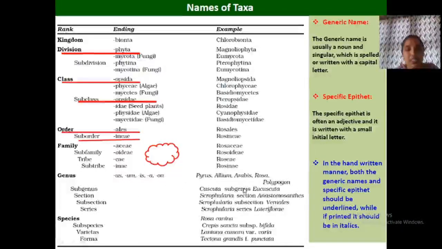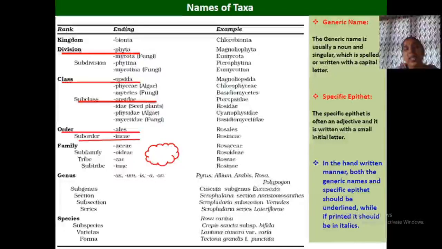Then subgenus is there. Then section, subsection, series have no particular ending. Species also has subcategories like subspecies, variety and forma. So you have to remember these terms in your mind while discussing ranks of taxa, how each ends, and what the significance of ranks of taxa is. This is very, very important.